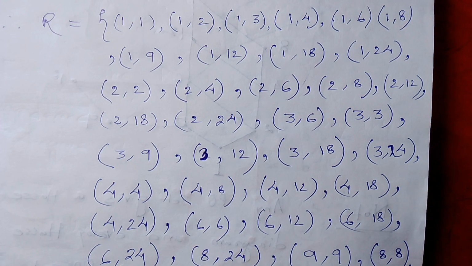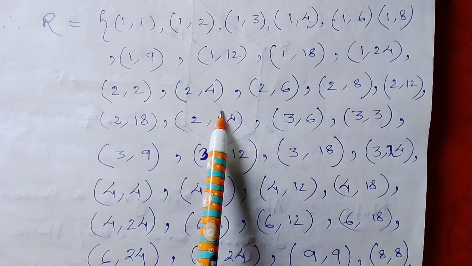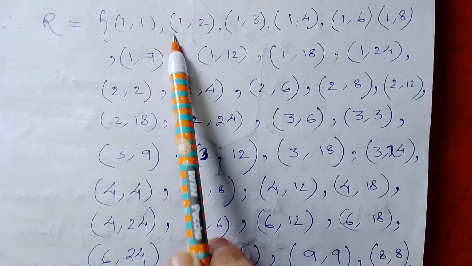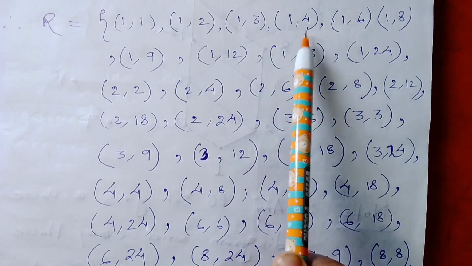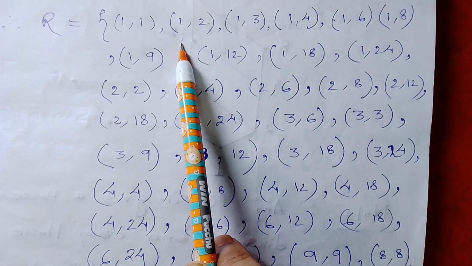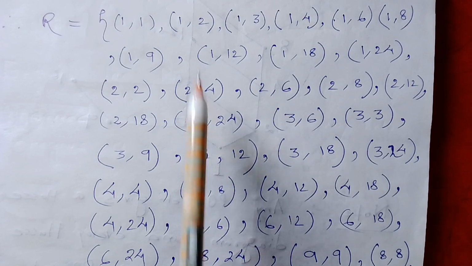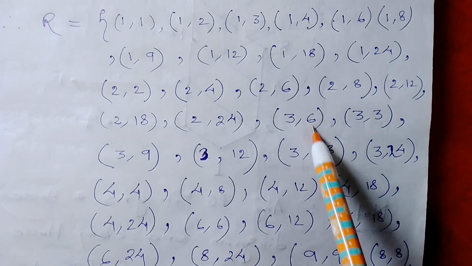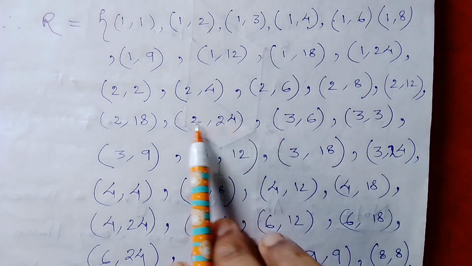Now the next condition to be a poset, that is transitive. If (1, 2) is there, and (2, 4) is there, then (1, 4) will be there. So (1, 4) is here. If 1 divides 2 and 2 divides 4, then 1 will definitely divide 4. So the third condition to be a poset, that is transitive, has been checked.